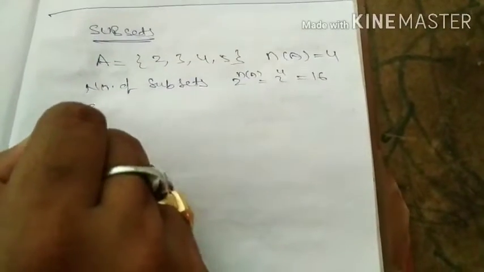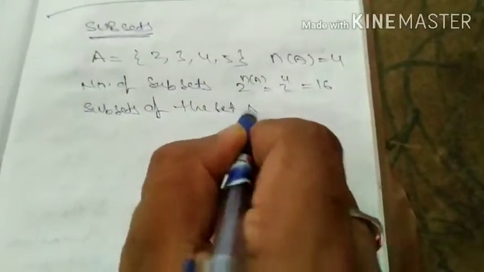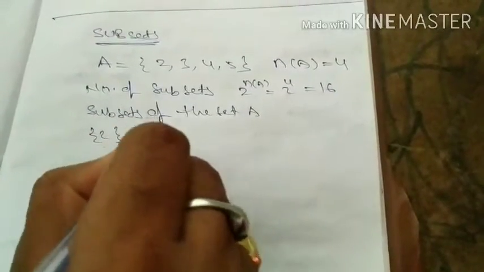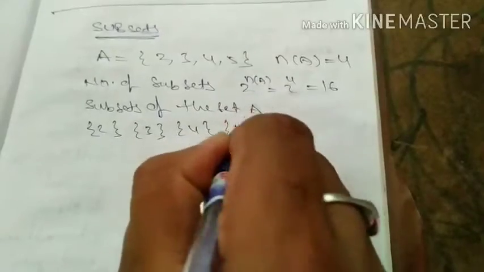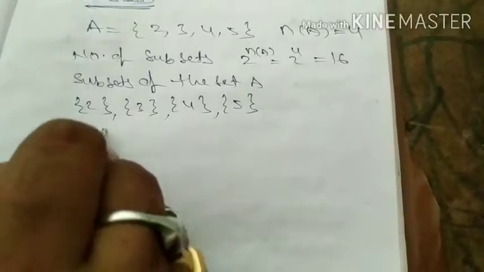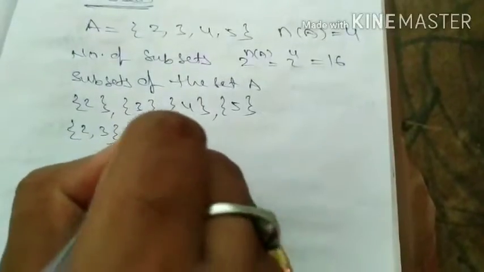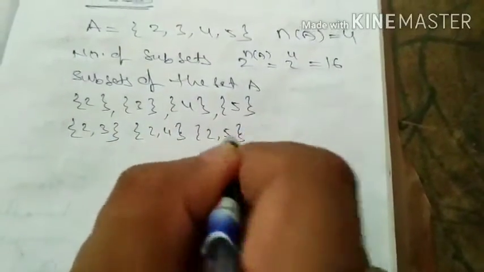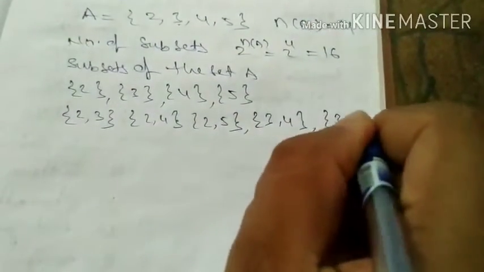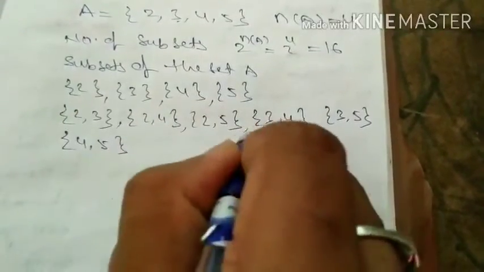Here, how to write the subsets of the set A? First, write one-element subsets. First element 2, next 3, next 4, next 5. One element I wrote. After that, two elements. That is also one pattern. 2, 3: 2 pairs with the remaining elements: 2, 3, 2, 4, 2, 5. Next, 3, 4, 3, 5. Next, 4, 5. It is only forward. These are the two-element subsets.